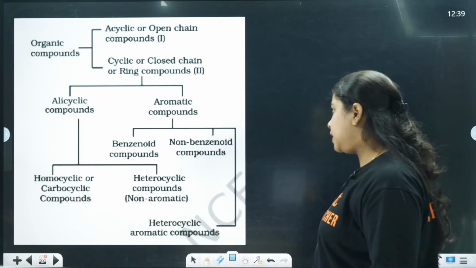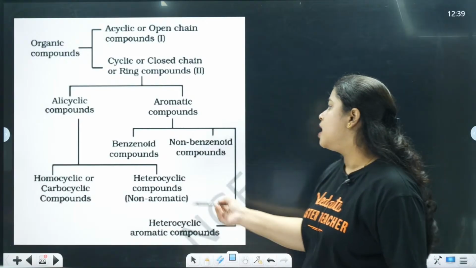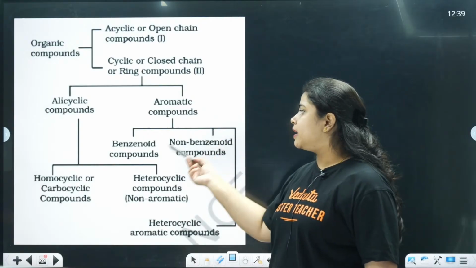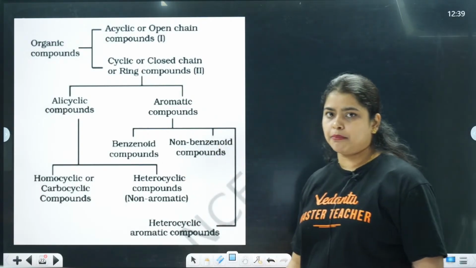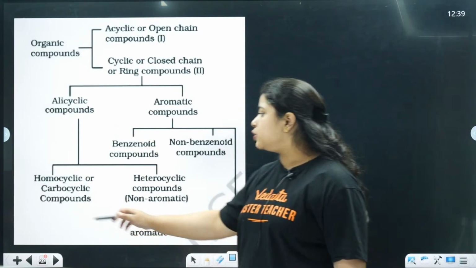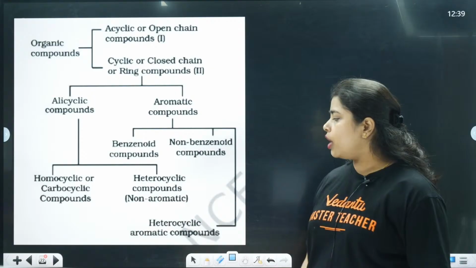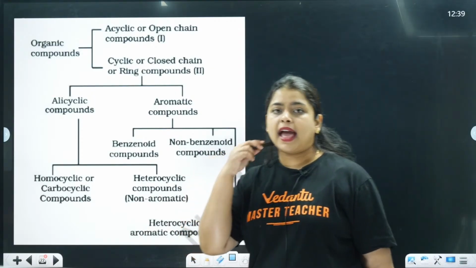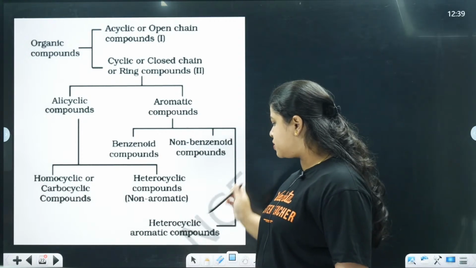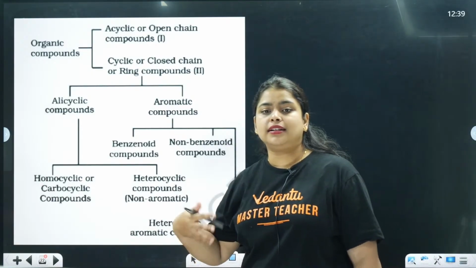Clear? Yes, so in aromatic compounds we have 2 types again: benzenoid compounds and non-benzenoid compounds. Next, in alicyclic compounds we have 2 types again. First is homocyclic or carbocyclic compounds. One more is heterocyclic compounds or non aromatic. It's also non aromatic compounds. In the non-benzenoid compounds there are heterocyclic aromatic compounds. Clear? Now we got to know what the types of them are, right?